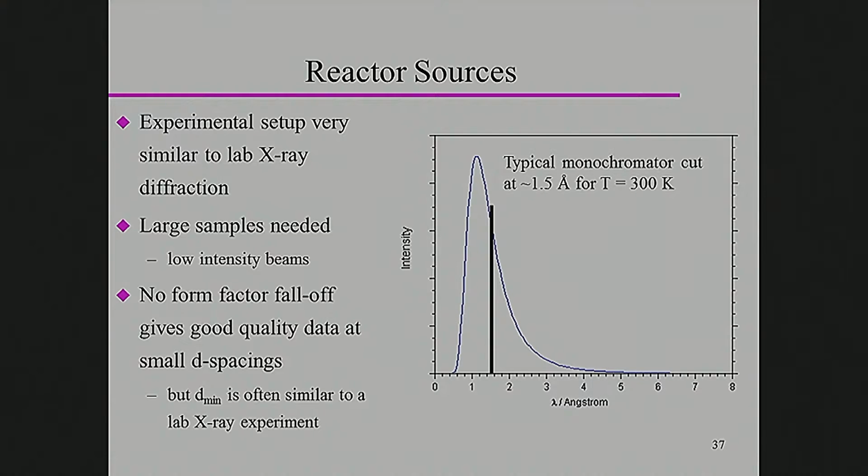You do need large samples because your intensity is not always that high, and you just don't have the same scattering cross-section. The good thing is you don't have any form factor fall-off, so you get good quality data at small d spacings. But depending on the wavelength that you choose, your minimum d spacing may be limited by the fact that it can only go to a certain 2 theta.